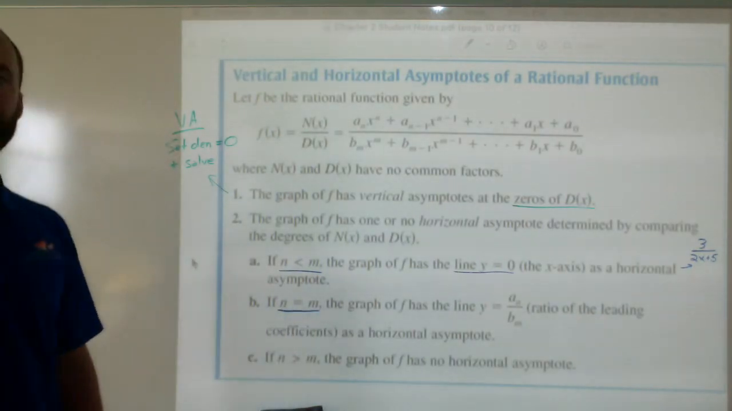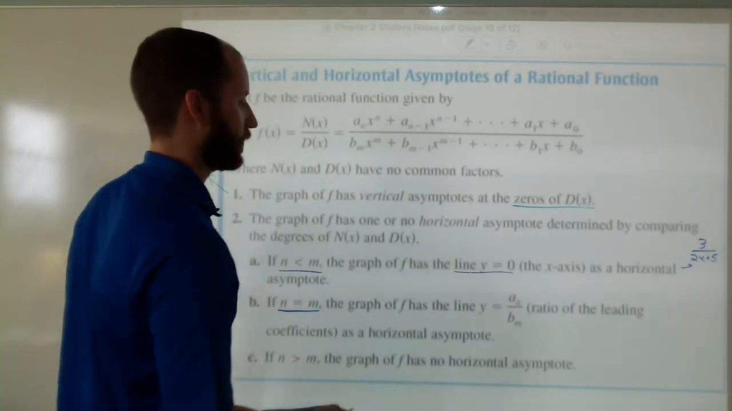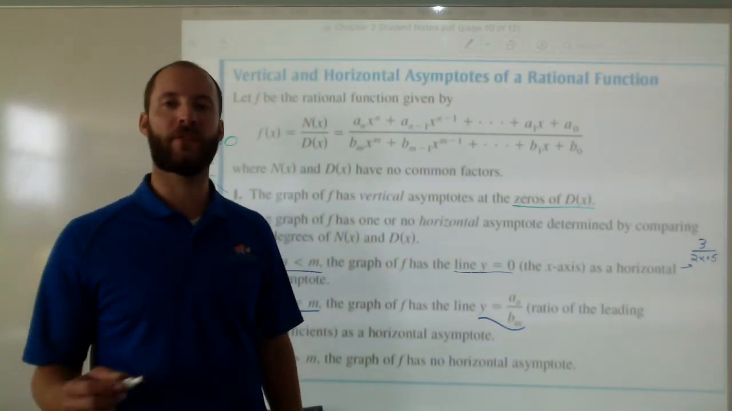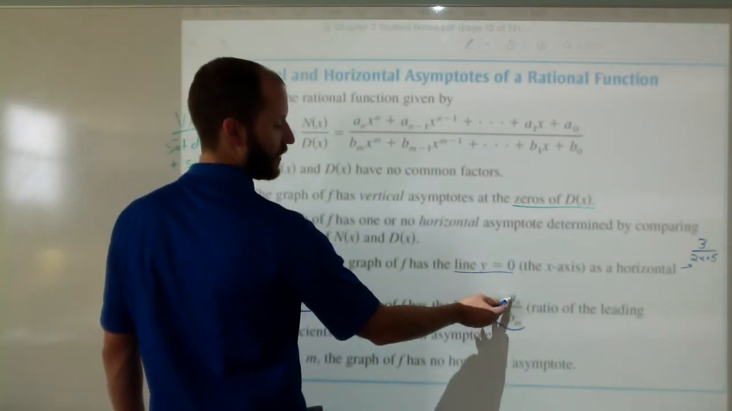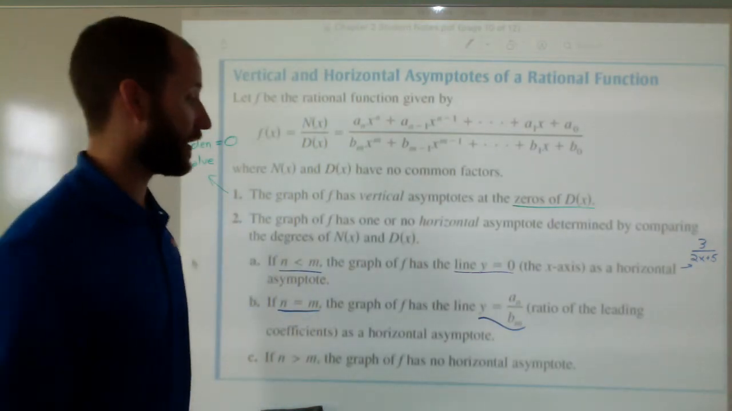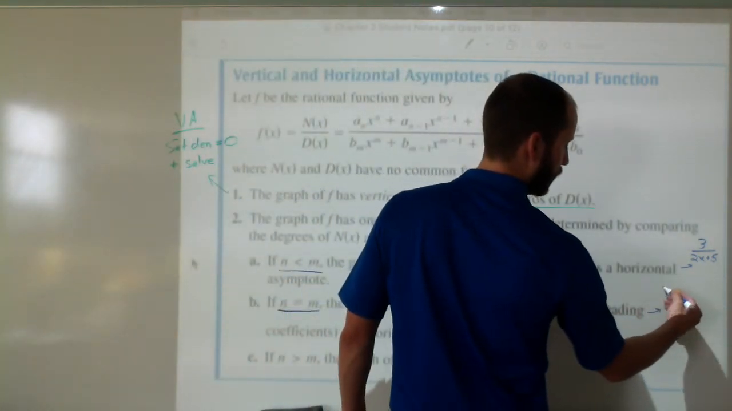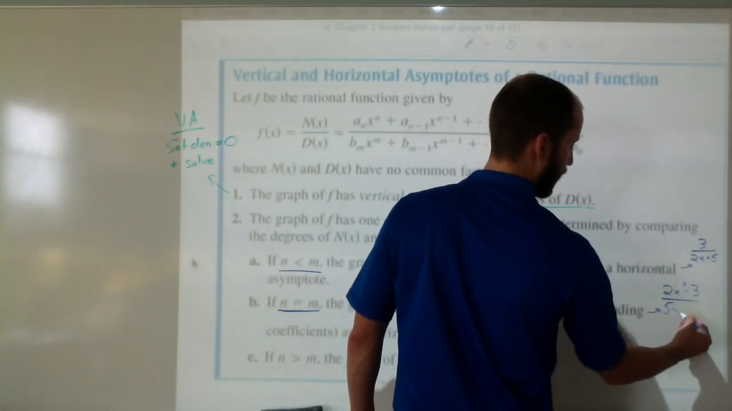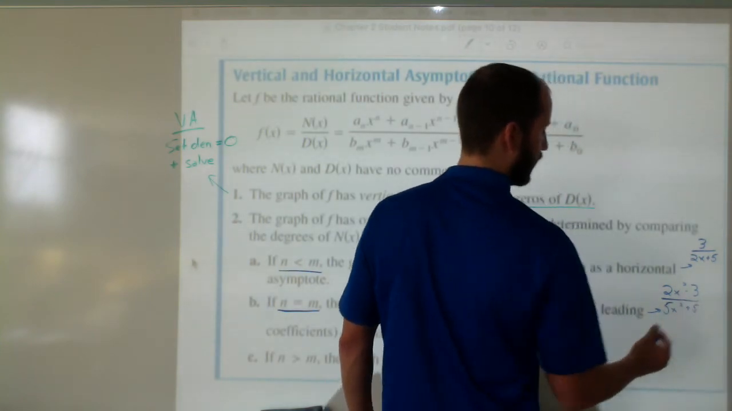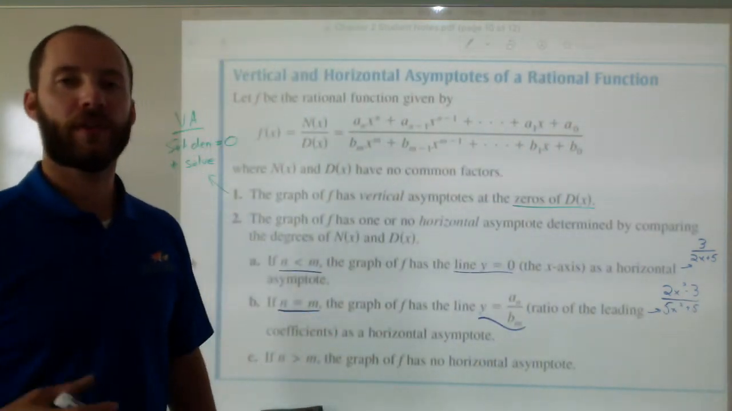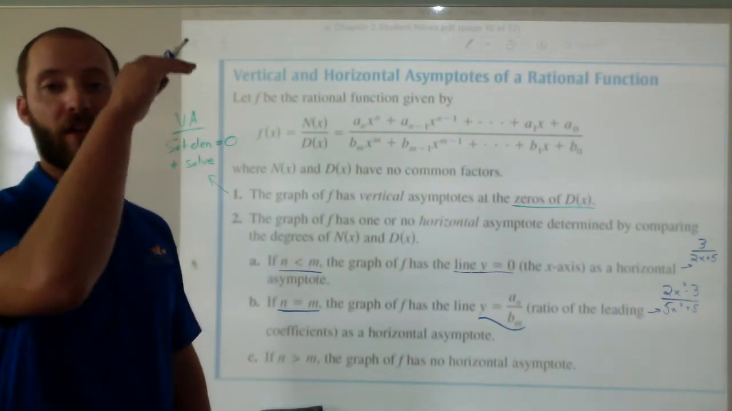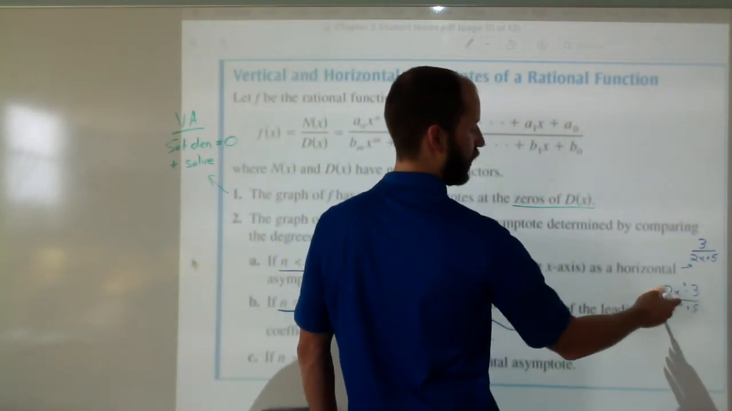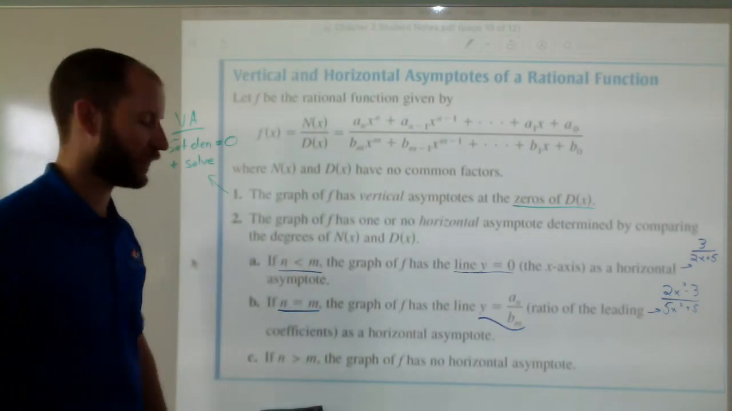The degree of the numerator equals the degree of the denominator. What happens then is that the horizontal asymptote is the ratio of the leading coefficients. The leading coefficient on the top and the leading coefficient on the bottom. So for example, 2x squared minus 3 over 5x squared plus 5. Top and bottom are both a power of 2. So you have x squared on the top, x squared on the bottom. So your horizontal asymptote is the ratio of the leading coefficients. It would be 2/5.